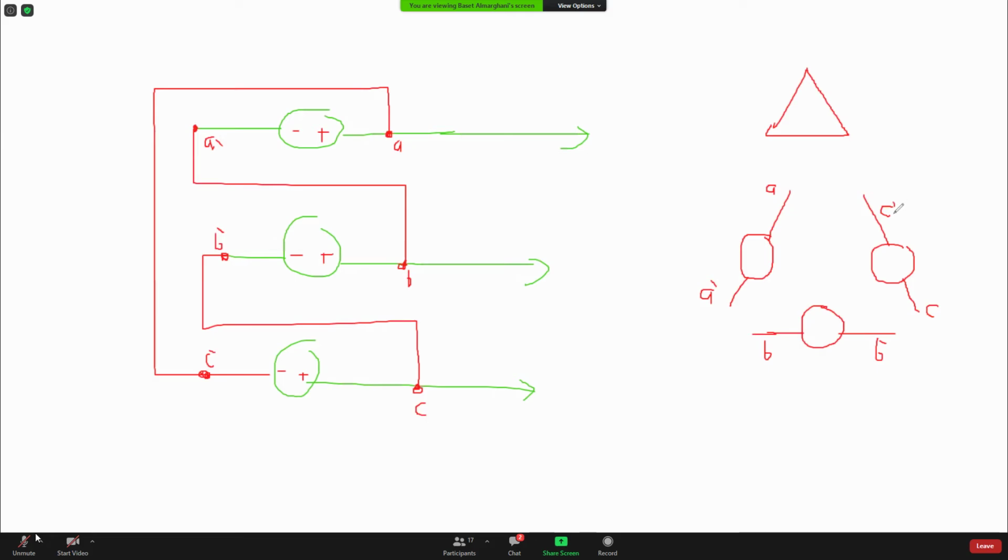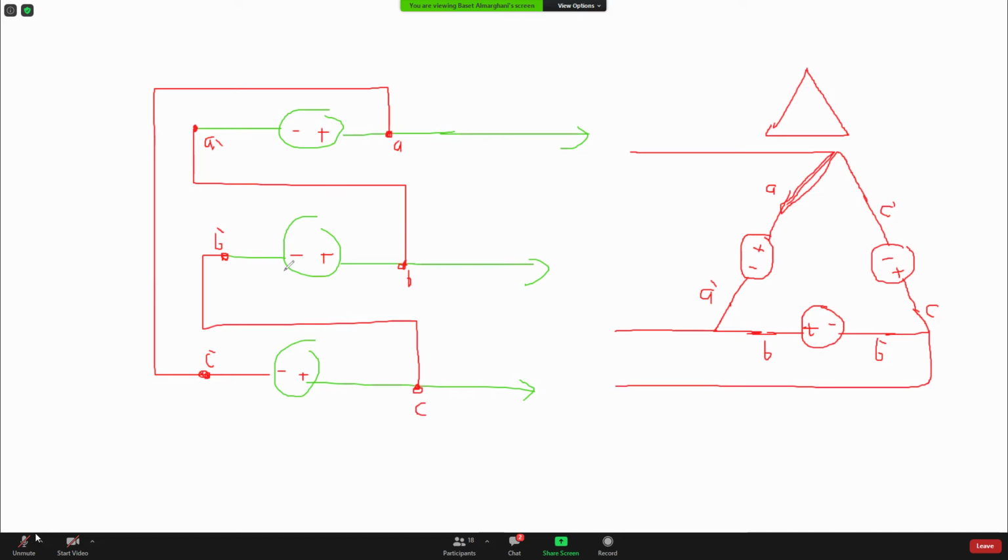So look at the connection from A prime to B. This is this point, B. From B prime to C. This is this point. It's going to be to C. Then from C prime to A goes like this. And this goes like this. Plus minus, plus minus, plus minus.